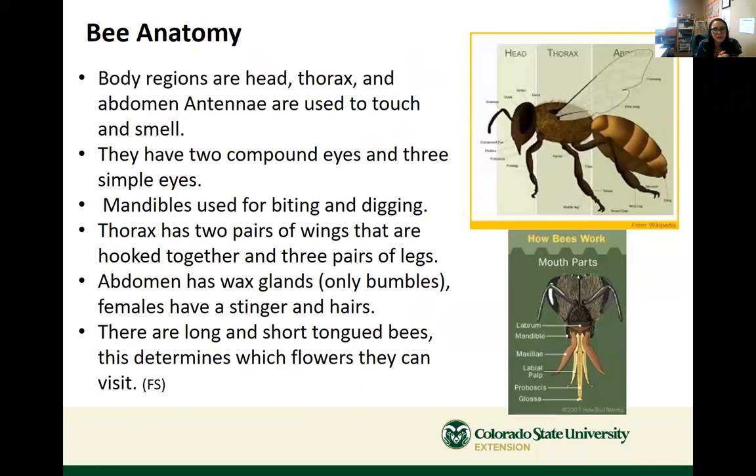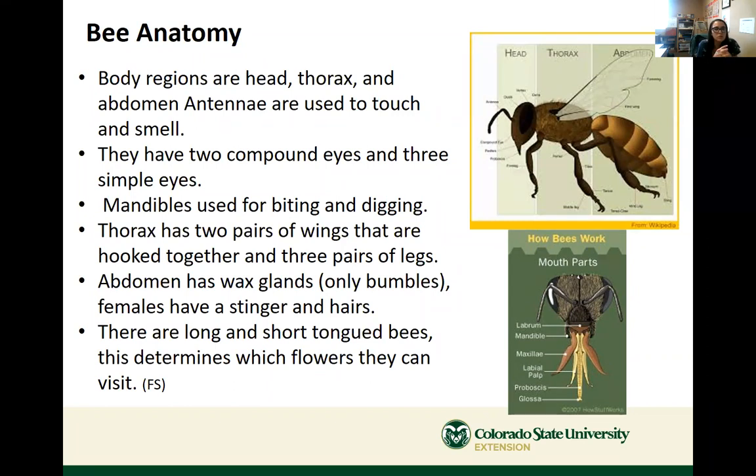So let's talk a little bit about what a bee looks like, the anatomy of the bee. Very generally, they have 3 body regions: the head, the thorax in the middle, and the abdomen is the back area. They have antennae that are used to touch and to smell. They have 2 compound eyes and 3 simple eyes, so their eyes are very different than ours. A lot of the native bees have very strong and very developed mandibles, which are mouth parts that are used for biting and digging and making nests. And we'll talk more about how they do that.